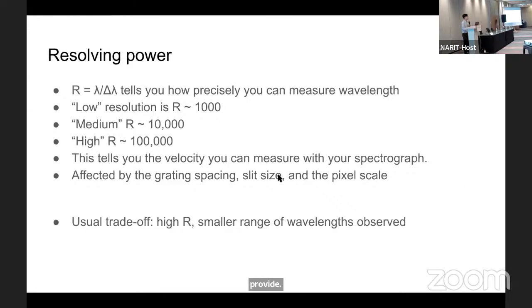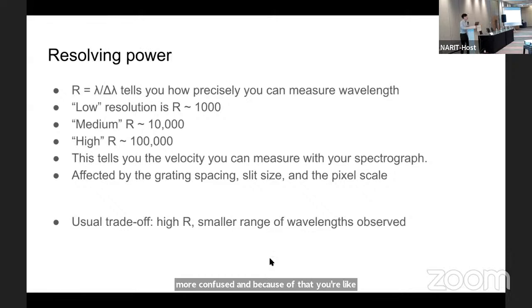And the last factor is the slit size, because if you remember from the figure, if you increase the width of the slit, then the information in the spectral direction gets more confused, and because of that, the resolution you can rely on decreases.